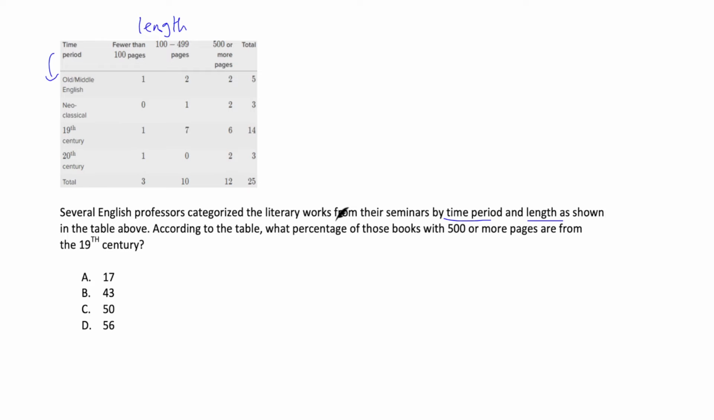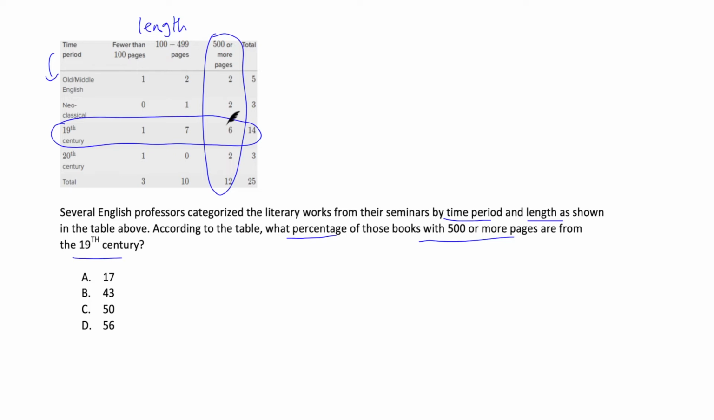According to the table, what percentage of those books with 500 or more pages are from the 19th century? With 500 or more pages, so this is the column we are looking at. Are from the 19th century. Now we are looking at this row. So what's the overlapping region that we have? We have this number 6, but we need the percentage. Now here's the tricky part. This is where students tend to make mistakes. Which total should I take? 12 or 14? The question will tell you.